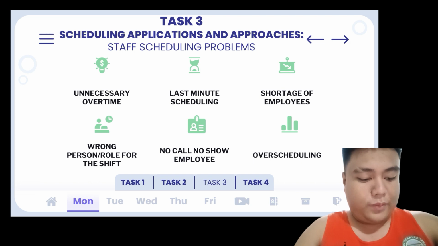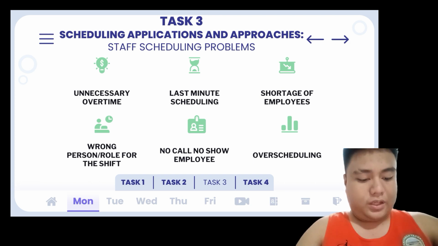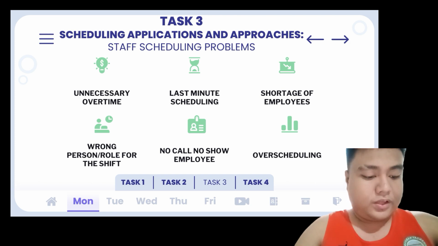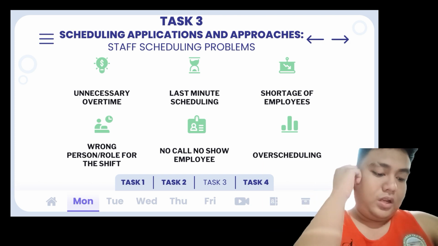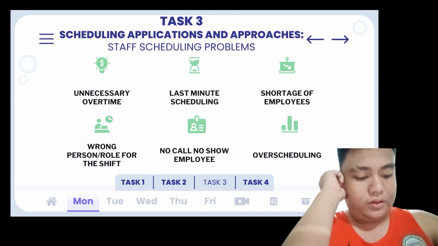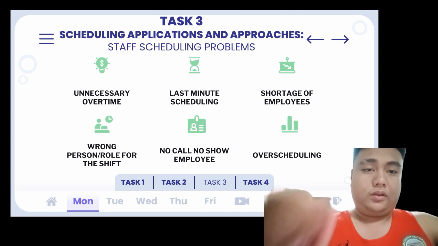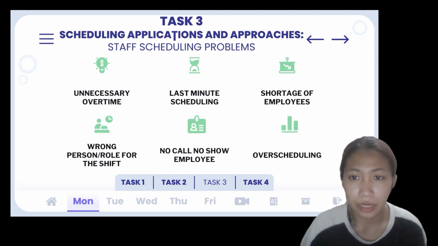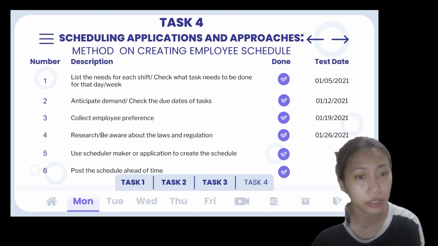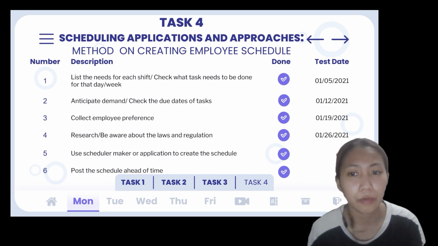Doing too many activities or events in a company which leads to stress and doing poor decision making, issues with co-worker and other wrongdoing of an employee. Yun ang nangyayari. And with that, as part of the scheduling application and approaches, let us talk about the method on creating employee schedule.